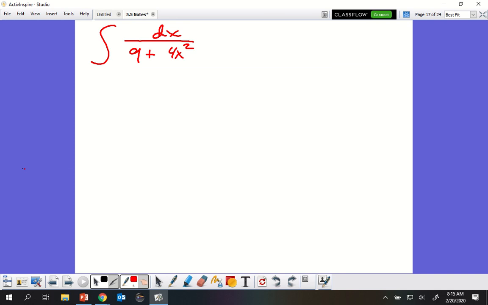Factor out a 9, right? Factor out a 9. So that's going to turn into integral of, let's see, dx over 9 times 1 plus 4x squared over 9. That's super ugly. My board's not lined up. Now, I kind of did it again, didn't I? I got that 1 there to make it an arctan.